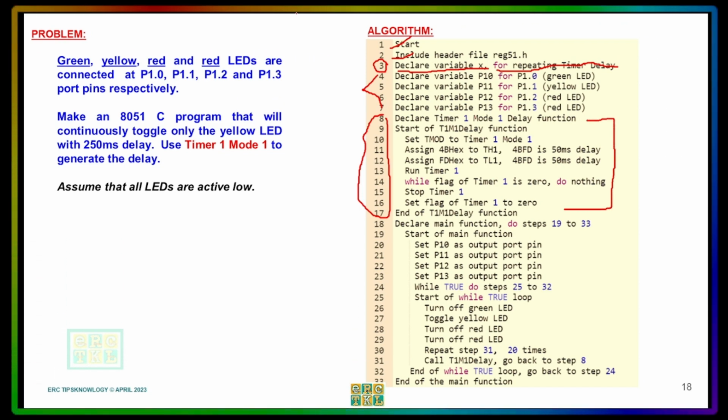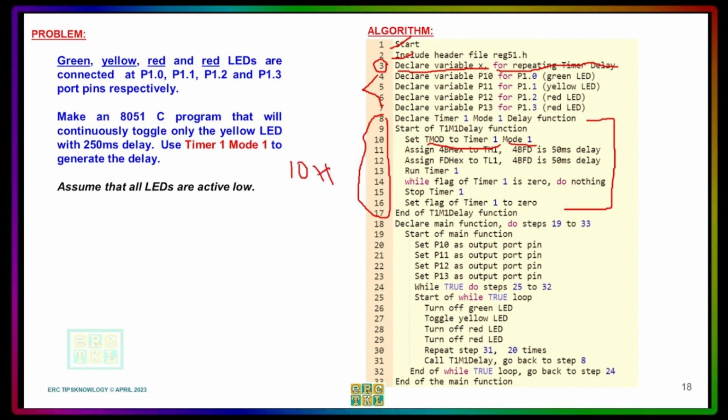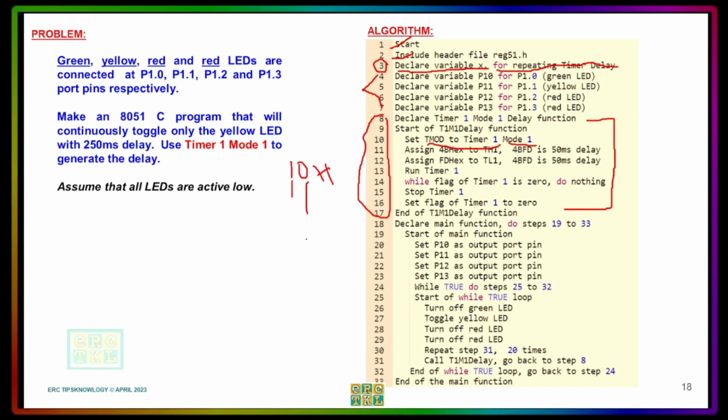So here we set the timer mode to timer 1, mode 1. And remember, there are two timers, timer 0 and timer 1. And to do that, we have to make the value of TMOD to be specific. It must become 10 hex. So the hexadecimal number 1 is representing 0001, and the hex number 0 is representing 0000 in binary. So watch our videos about timers and you will understand what I mean by this.